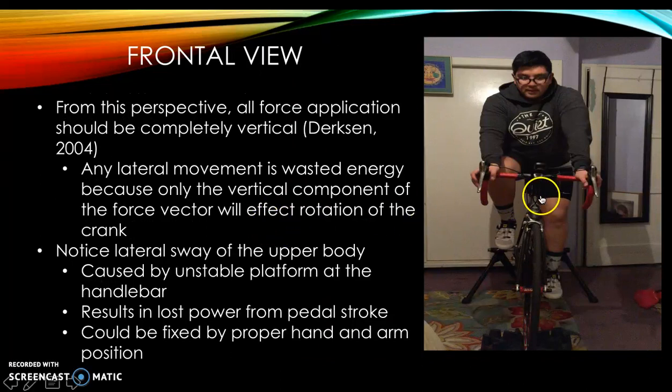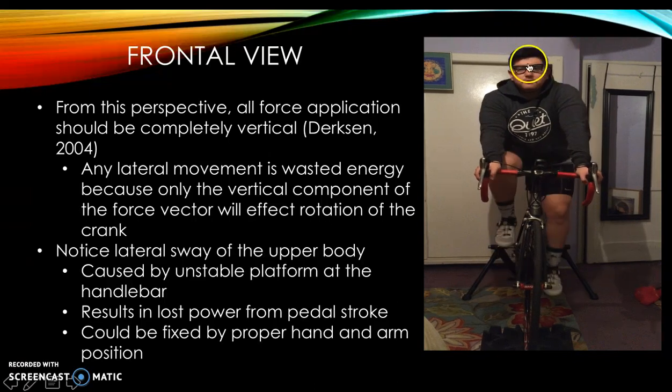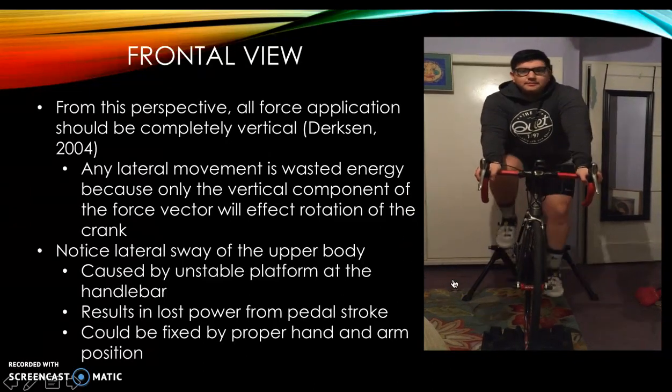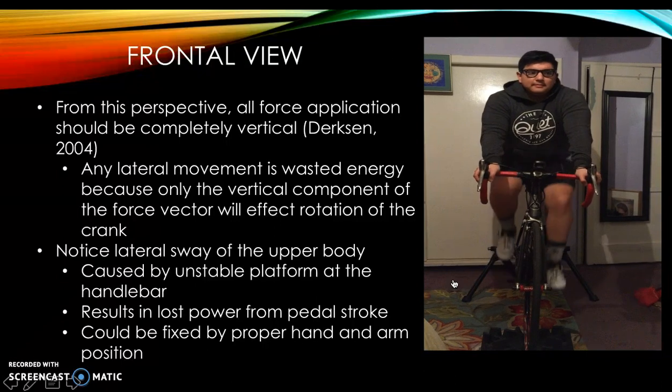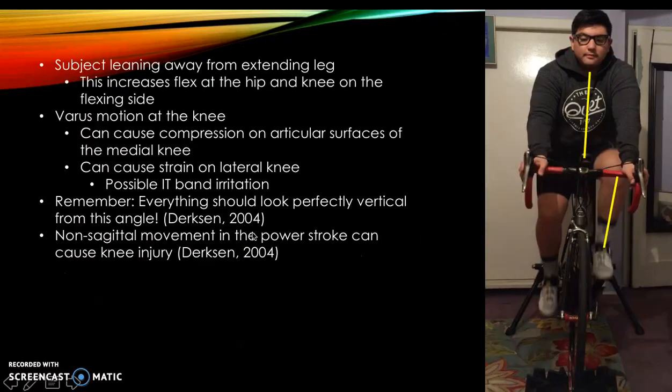From the frontal view, we see why that stable platform at the handlebars is important, as we can see the rider bobbing side to side, when ideally we'd like to see everything in the sagittal plane, so we'd see nice vertical movement, which is more efficient, and it can also be linked to avoiding injury. As we see here with the lean to the side, we get more flexion at the hip, more flexion at the knee. In this case, we also see a varus posture at the knee, which can create lateral forces on the knee complex, which can lead to injury.